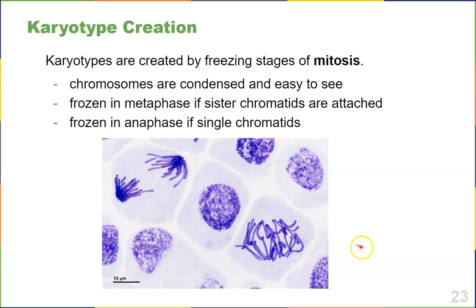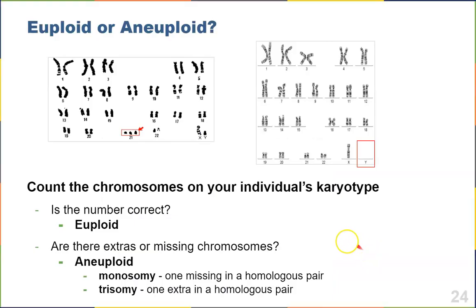Okay, so if we take a look at this picture here, count the number of chromosomes, well, there's an extra one here. If it's extra, or there's not the correct number, it's going to be aneuploid. So that means that it's not true ploidy, right? So it's not going to have 46. Now if there's 1 extra in a homologous pair, it's going to be trisomy. If there's 1 missing in a homologous pair, it's going to be monosomy.